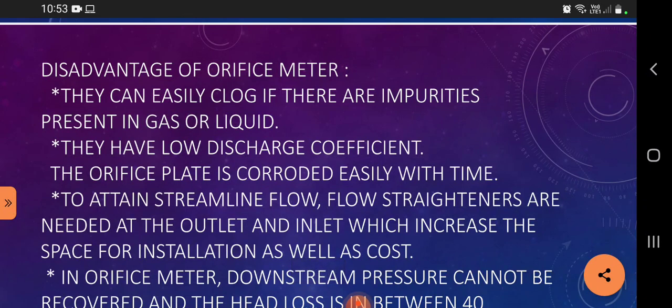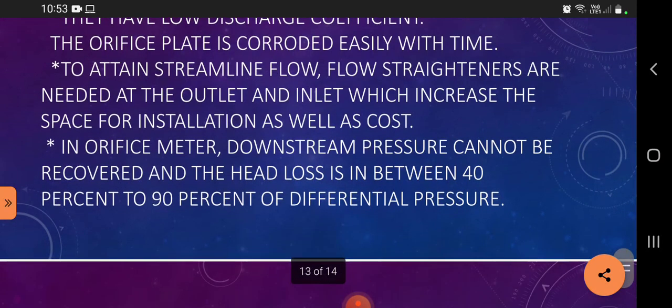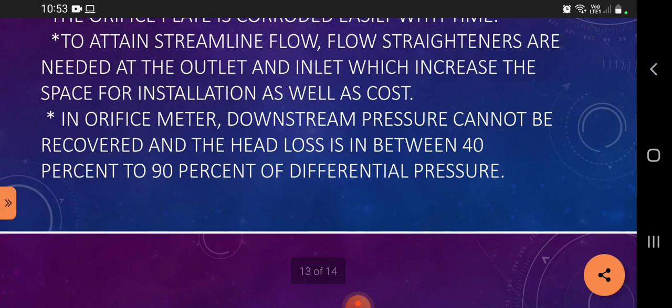Disadvantages of orifice meter: they can easily clog if there are impurities present in the gas or liquid. They have a low discharge coefficient. The orifice plate is corroded easily with time. To attain streamlined flow, straighteners are needed at the outlet and inlet, which increase the space for installation as well as cost. In an orifice meter, downstream pressure cannot be recovered, and the head loss is between 40% to 90% of differential pressure.